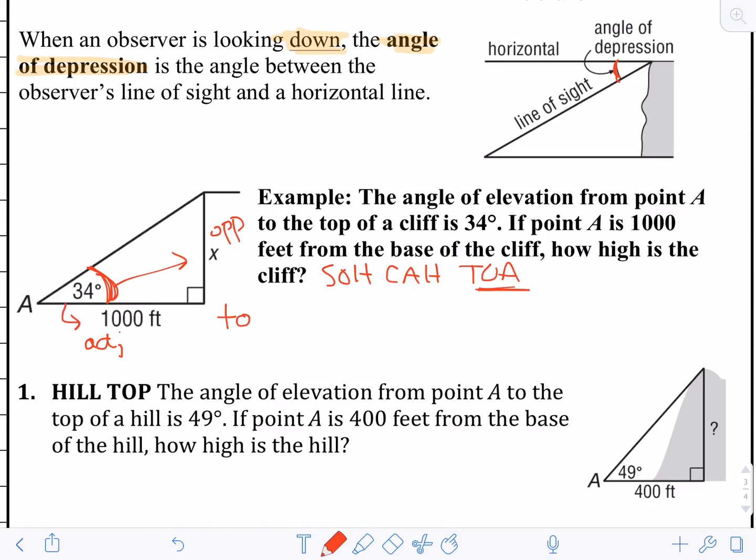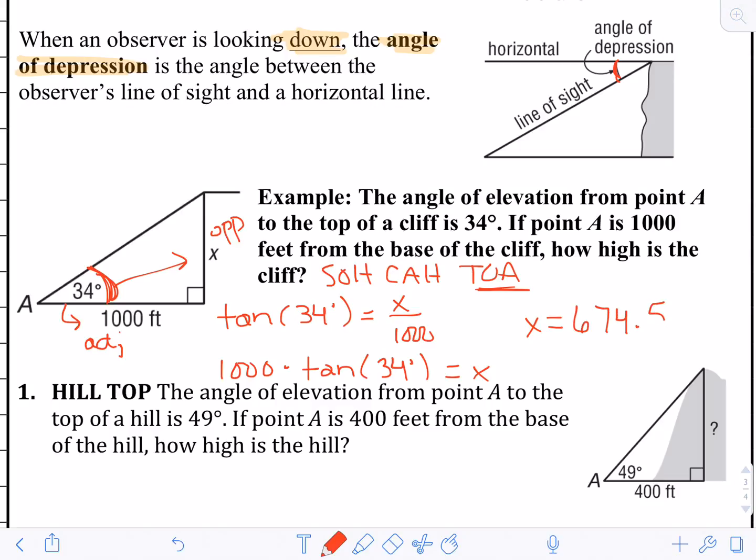So we have tangent of 34 degrees is equal to opposite, which is x, over adjacent, which is 1,000. So we have 1,000 times tangent of 34 degrees is equal to x. Now make sure that your calculator is in degree mode, because if it's not in degree mode, it's not going to come out correctly. Whenever you type that into the calculator, you should get 674.5 feet. Don't forget your units.